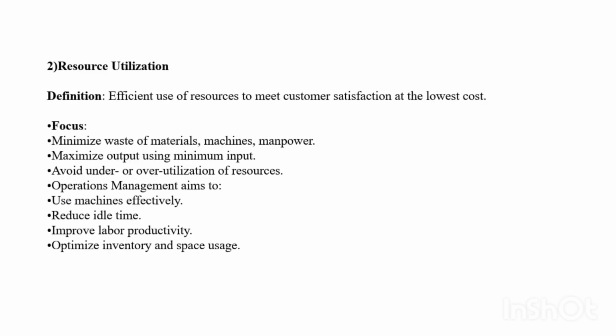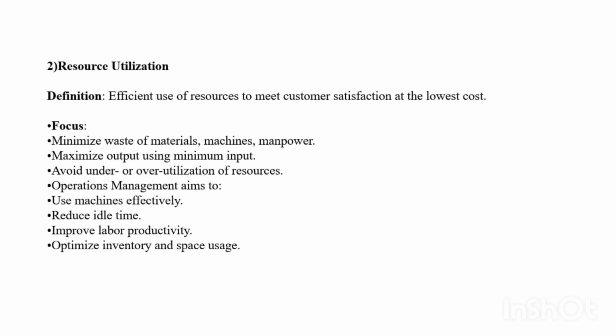The second objective is resource utilization. That means efficient use of resources to meet customer satisfaction at the lowest cost. Efficient use means there is no wastage, and this must meet customer satisfaction. That means a good quality product at fair cost and at the right delivery time must be available, and lower cost means it must also provide profit for the company.